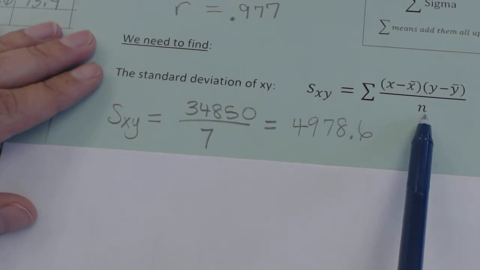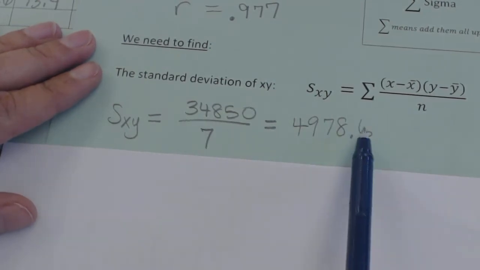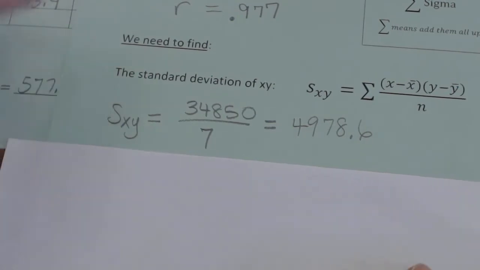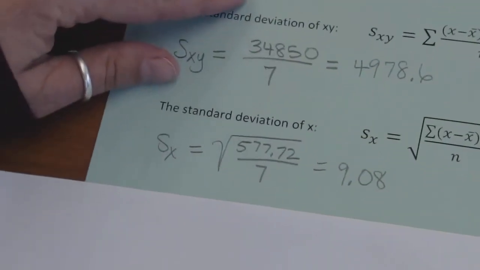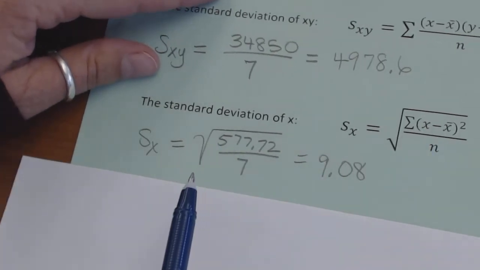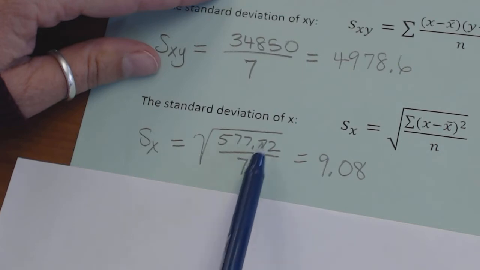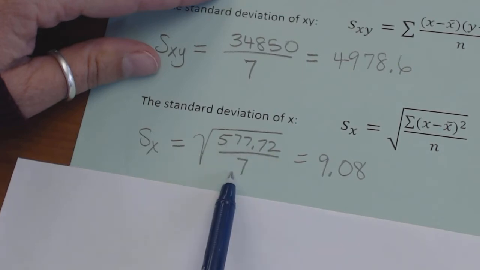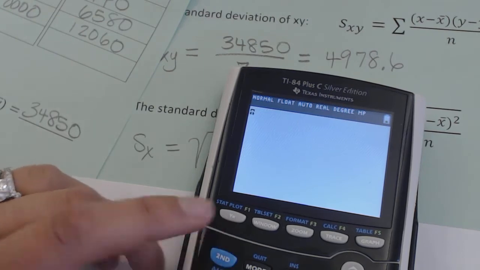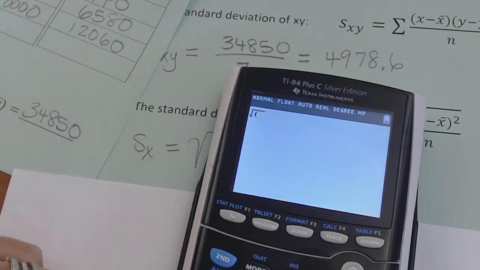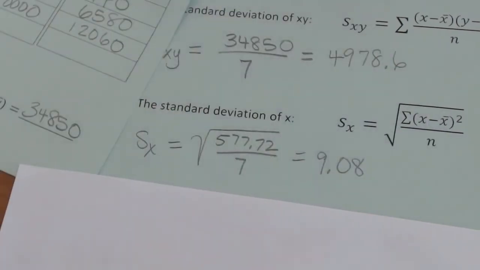34,850 divided by n. Remember, n is our total number of observations, which is 7. So that number comes to be 4,978.6. Then you're going to look at your summation of your x values, 577.72, and you're going to substitute it into this formula. This is the square root. Please divide 577.72 by 7 first, and then take your square root. If you want to do it all in one function in the calculator, what I suggest is first doing the square root and then parentheses 577.72 divided by 7 and end parentheses. Make sure that whole division is included underneath that square root, and you get 9.08, okay, which was this right here.